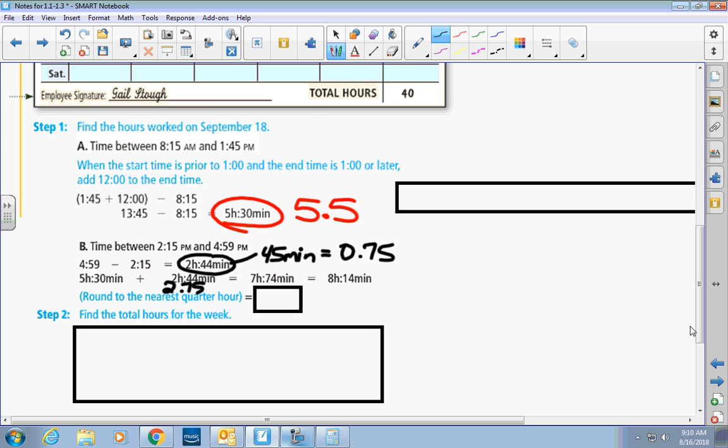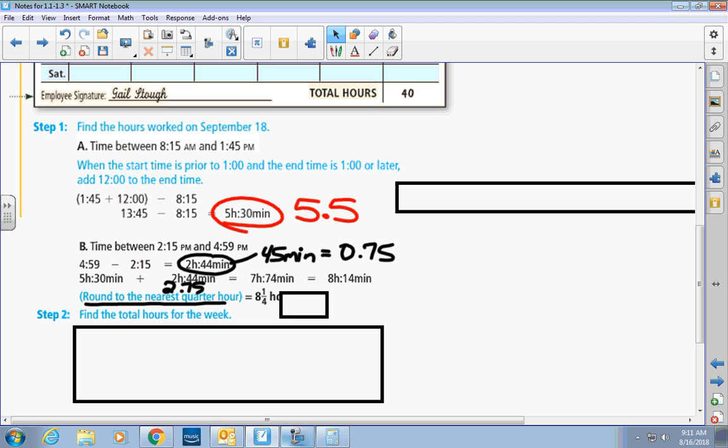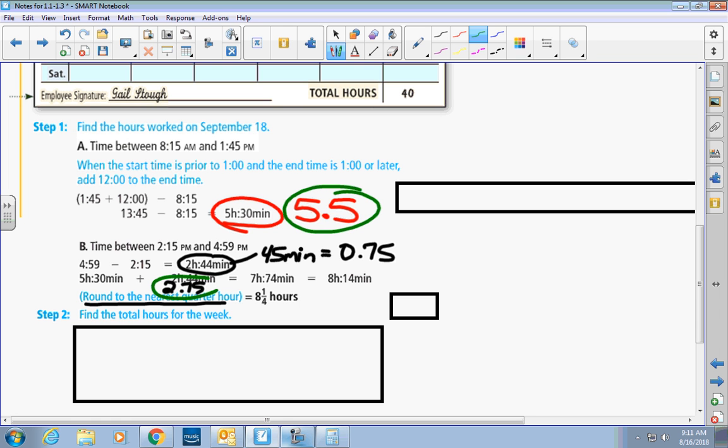So 5.5 plus 2.75. And it says round to the nearest quarter hour. You think our employer is going to be okay giving us that 1 minute? As long as we're not late, I think they'd be okay. So 5.5 plus 2.75 gives us 8.25 hours.